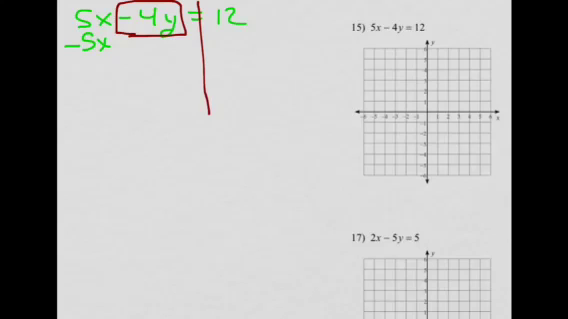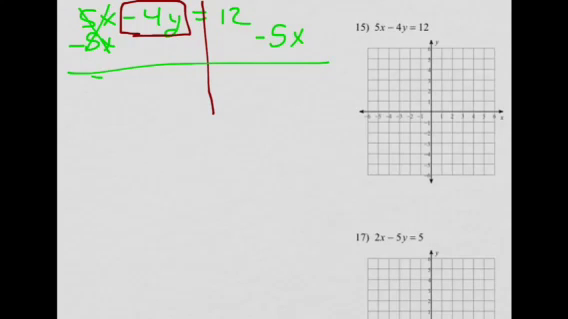Now, whatever we do to one side, we have to do to the other. He's not friends with the 12, so we're not going to line him up. So we don't want to accidentally try and subtract them. 5x minus 5x is 0. We're left with that minus 4y. So please don't forget that. We're left with that minus 4y equals 12 minus 5x.